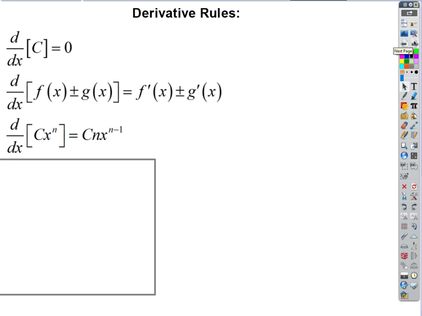So there it is. This is what we call the sum and difference rule. Not that that matters. If we take the derivative of f of x plus or minus g of x, we just separate that into f prime of x plus or minus g prime of x. Okay? All right, so what's next here?